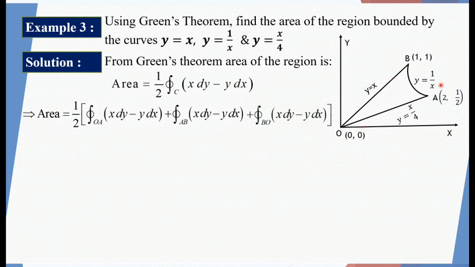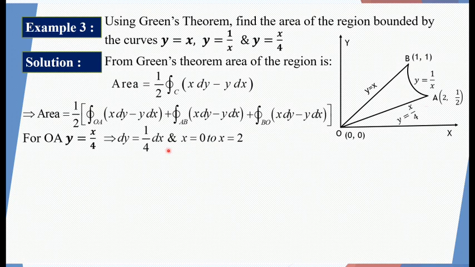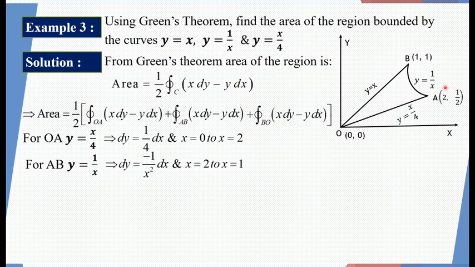Now see, for OA, y equals x by 4. So dy is equal to 1 by 4 dx, and the limits for x are 0 to 2. For AB, y equals 1 by x. So dy is equal to minus 1 upon x square dx, and the limits for x are 2 to 1. And for BO, it is y equals x. So dy is equal to dx, and the limits of x are 1 to 0.